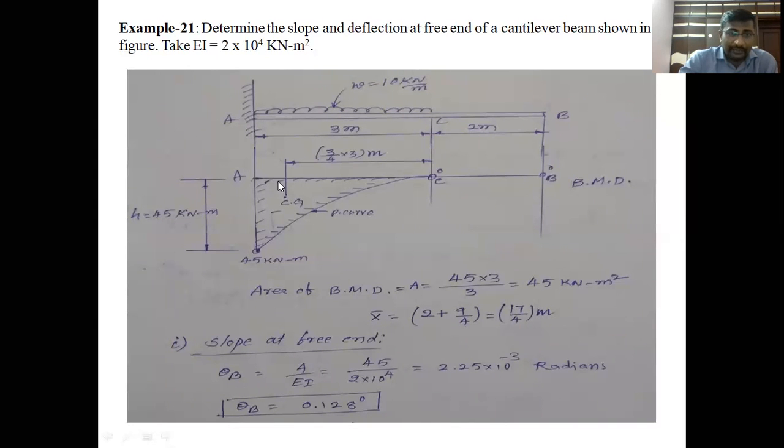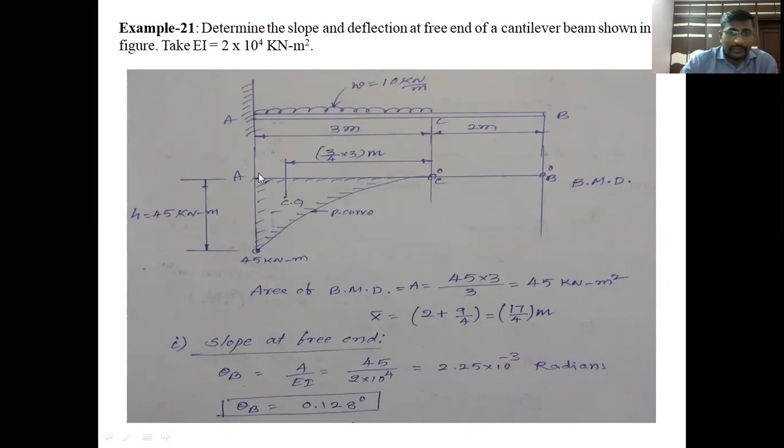So for this diagram, height is taken as 45 kilonewton meter, total length is 5 meters, and the length between A and C is 3 meters. So the total area of the bending moment diagram between A and B: the area between B and C is 0, isn't it? The bending moment diagram area between A and C is L H by (n plus 1). L H by (n plus 1) is the formula for the area of the bending moment diagram for a parabolic curve.